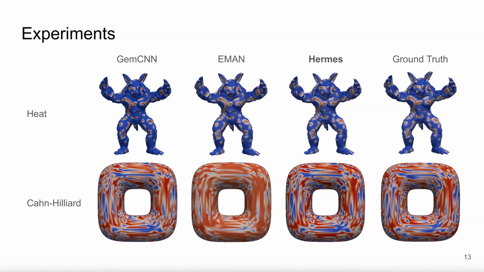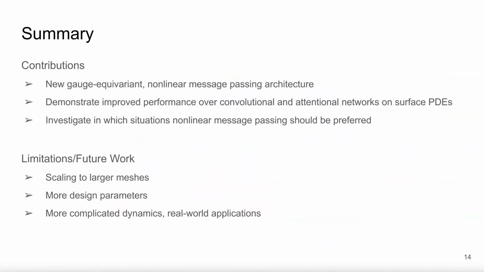In summary, we propose a new gauge equivariant nonlinear message passing architecture. Hermes demonstrates improved performance over convolutional and attentional networks on complex dynamics. We also investigate in which situations nonlinear message passing should be preferred over simpler flavors. Some limitations of this work are that Hermes and gauge equivariant networks in general cannot scale well to large meshes, and there are more design parameters to choose for Hermes. We could also consider more complicated dynamics using real-world data.